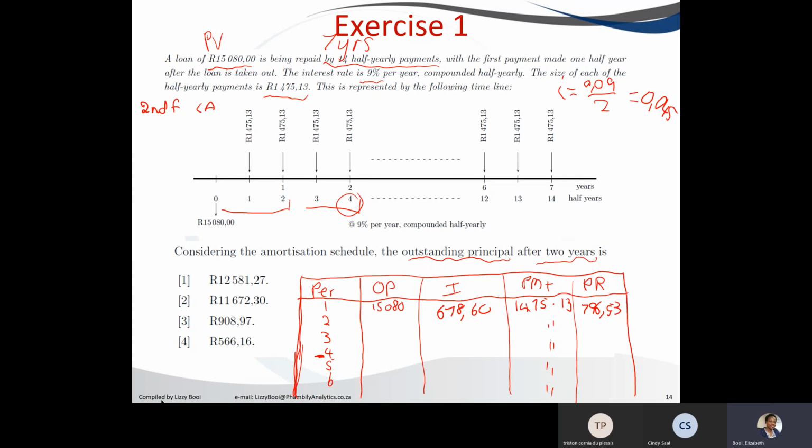So Tristan, you will continue, and then Cindy, you do the financial calculator. Is Cindy and Tristan the same person? Wait, am I calling you? No, you're right. Okay. I got it right. So Cindy, you have a financial calculator. Tristan, you are doing it manually.